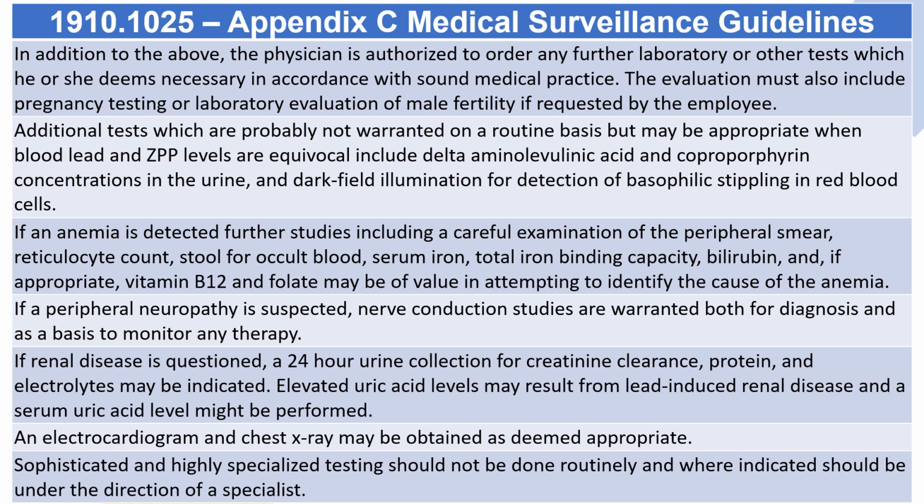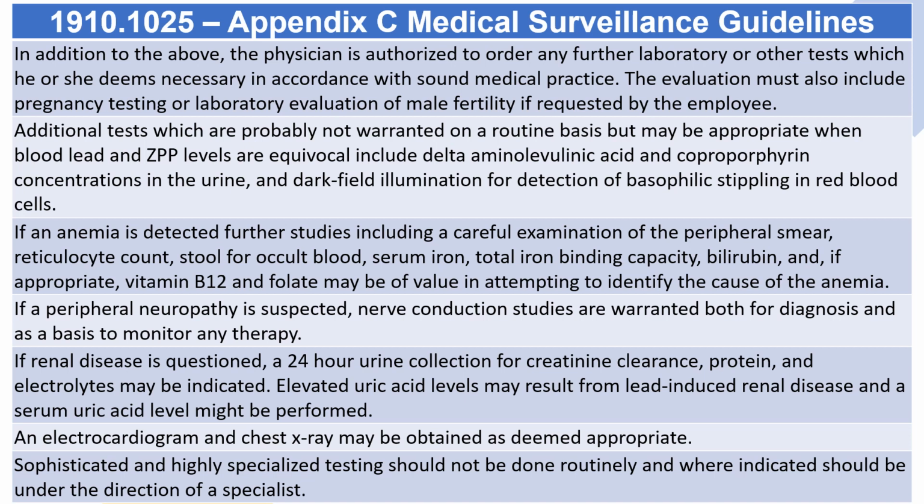If an anemia is detected, further studies including a careful examination of the peripheral smear, reticulocyte count, stool for occult blood, serum iron, total iron binding capacity, bilirubin, and, if appropriate, vitamin B12 and folate may be of value in attempting to identify the cause of the anemia.